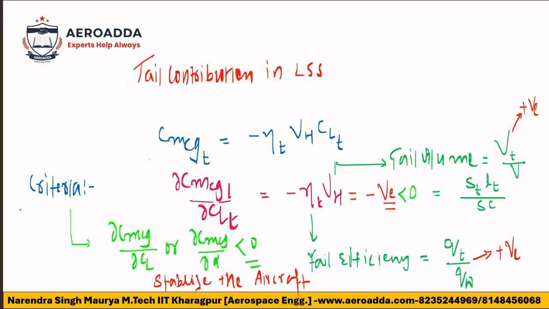Okay, now moving ahead, here we'll have a next step. This was done last class. So now we are going to the next step for this particular CMCG, please check it. CMCG of the tail is nothing but minus of eta T into VH into CLT. This is the formula you have seen till now.